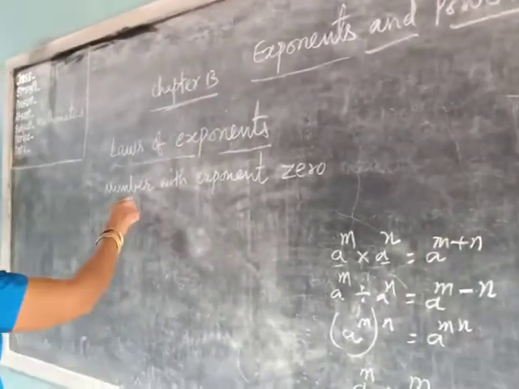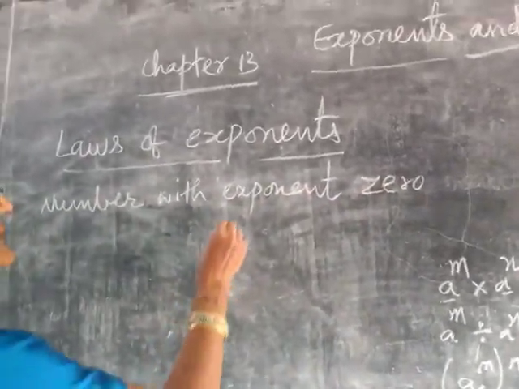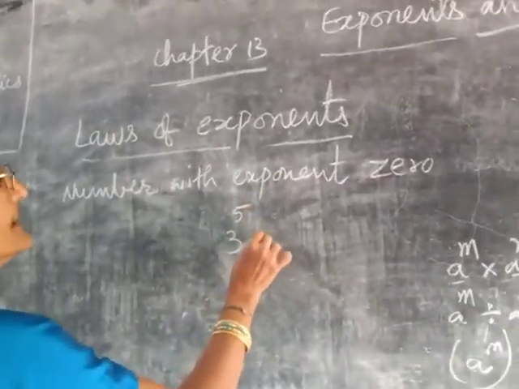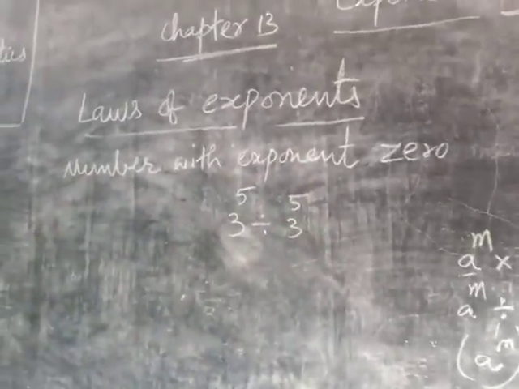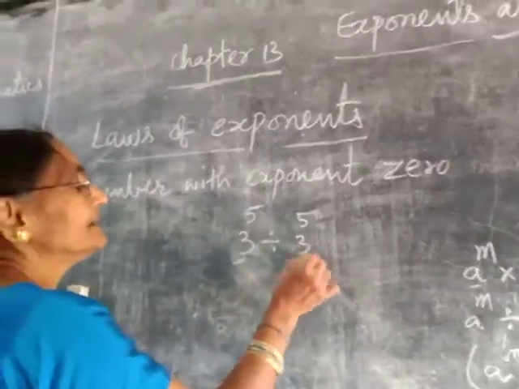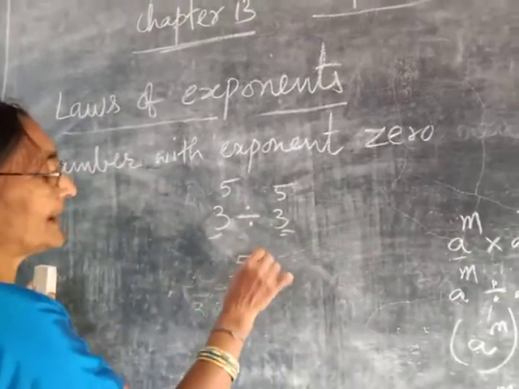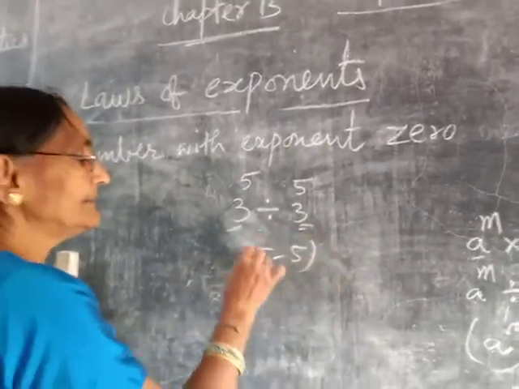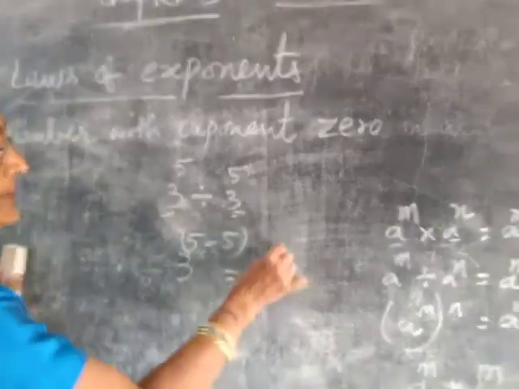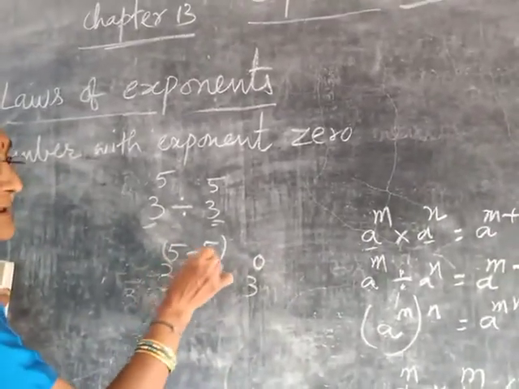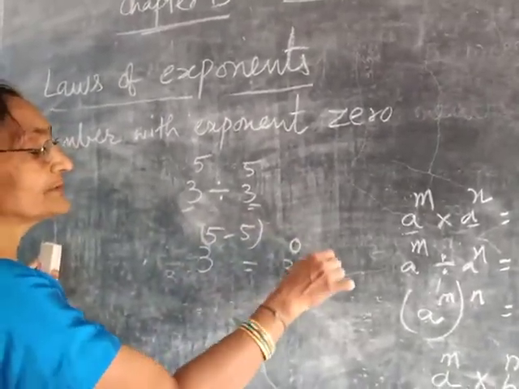We will study number with exponent 0. Same number, suppose 3 to the power 5 divided by 3 to the power 5. Then how will you do it? You know that if the bases are equal and divided, the powers should be subtracted. So what will come? 5 minus 5. Okay, then 5 minus 5 means what? 5 minus 5 is equal to 0. Then 3 to the power 0 means it is 1.